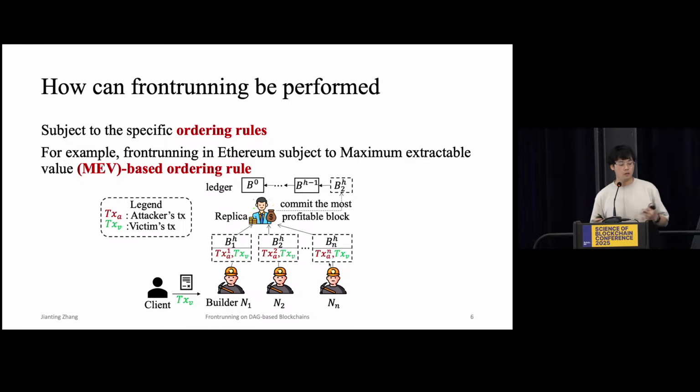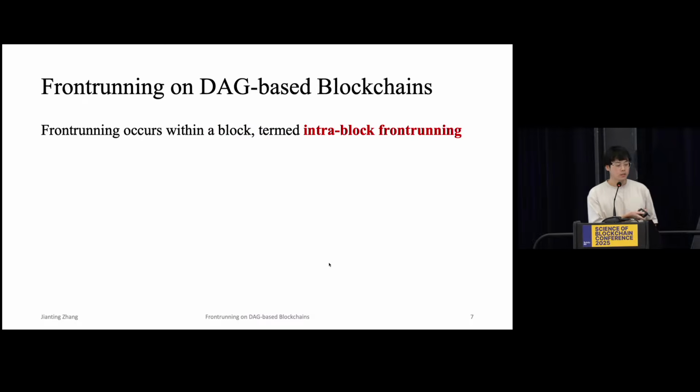So to perform front-running in Ethereum or any similar blockchains, the malicious nodes only need to, for example, set higher transaction fees or give higher tips to the replicas. Most previous work focused on such blockchains and such front-running strategies. In this presentation, instead, we focus on DAG-based blockchains, which order transactions in a different way.